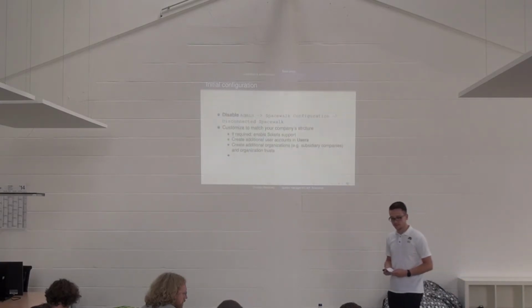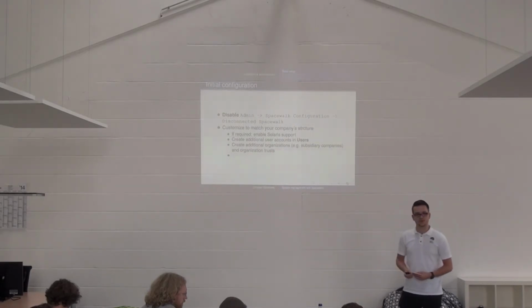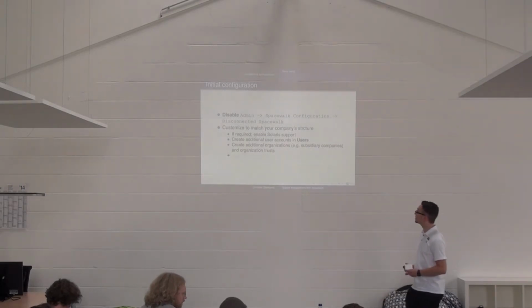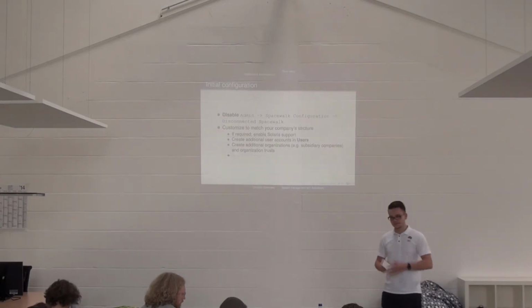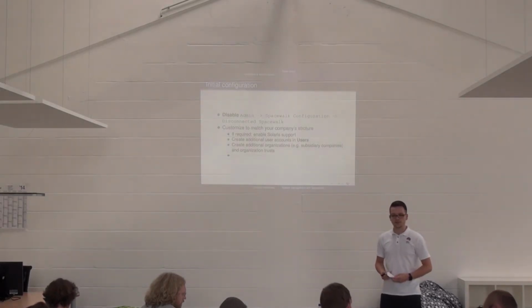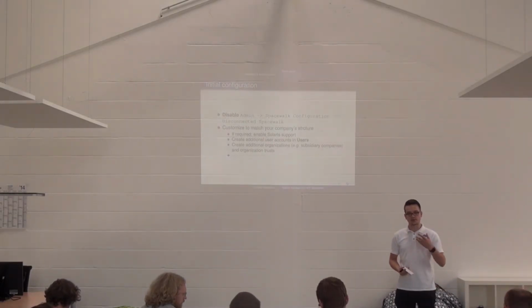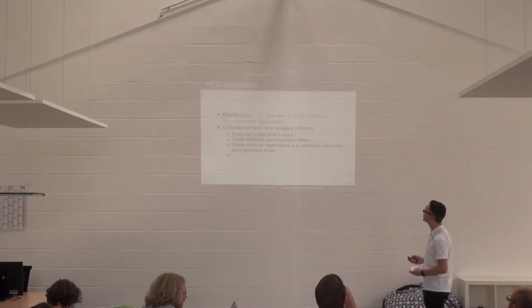And after this is done, you can log in to the web interface, and we need to disable the disconnected flag we set during the first initial configuration. After that, it's a good idea to customize the system to match your company structure. So for example, if you are using Solaris, you can enable the Solaris support, and you can create additional user accounts for your team colleagues, and you can create additional organizations, for example, subsidiary companies. And yeah, that's the initial configuration.